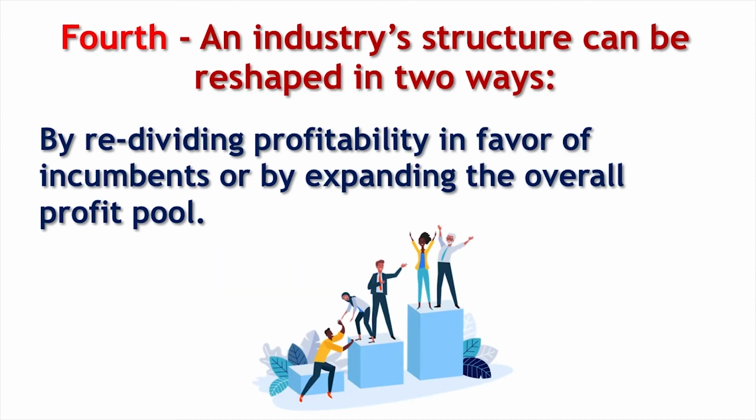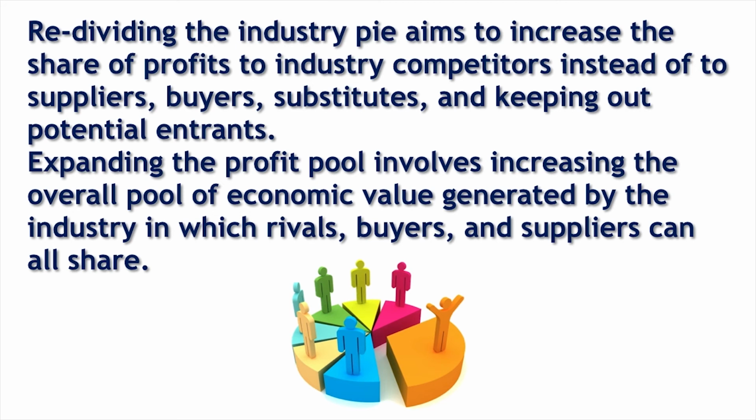Fourth, an industry structure can be reshaped in two ways: by redividing profitability in favor of all incumbents, or by expanding the overall profit pool. Redividing the industry pie aims to increase the share of the profit to industry competitors instead of to suppliers, buyers, substitutes, and keeping out potential entrants. Expanding the profit pool involves increasing the overall pool of economic value generated by the industry, in which rivals, buyers, and suppliers can all share.